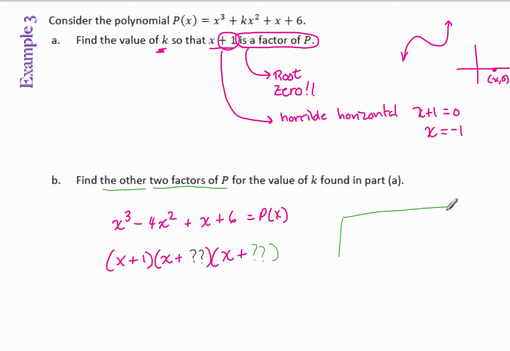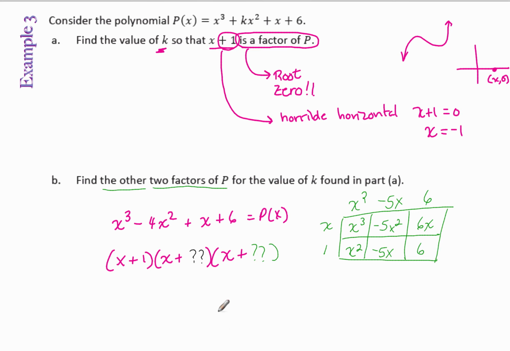You guys like the table? So I'm going to do the table. x times x has got to be x cubed, so that's x squared. Now we have to be negative 4x squared, so this has to be negative 5x squared to cancel out, so that's a negative 5x. It has to be a positive x, so this has to be a 6x. And there's 1. Do you see now why I divided by x plus 1?